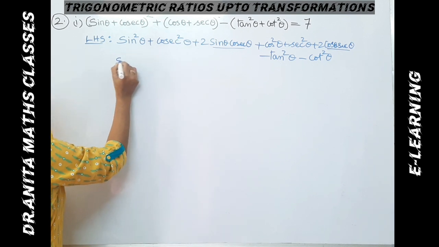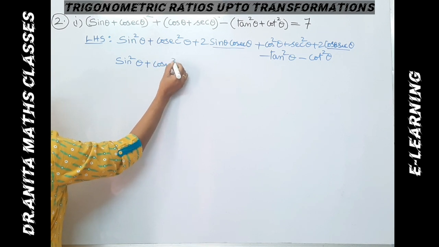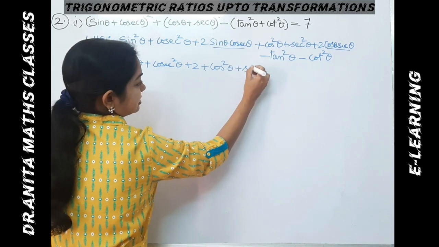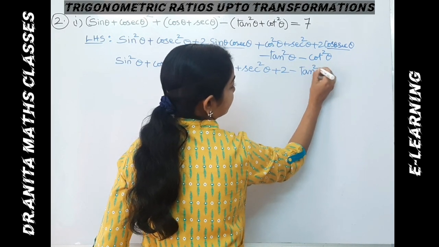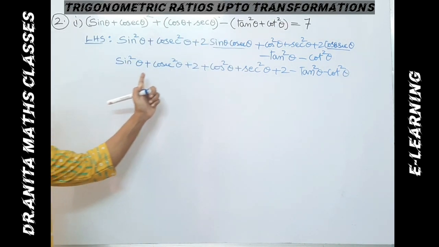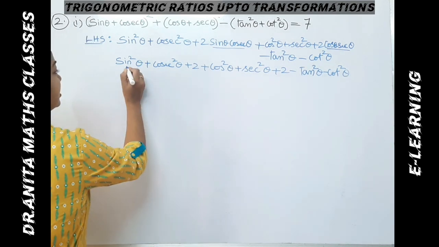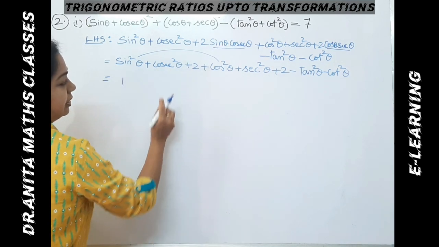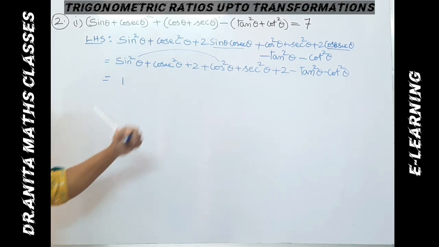So here if you write sine square plus cosecant square plus 2, plus cos square plus secant square plus 2, again minus tan square minus cot square. Now in the second and third trigonometric identities, sine square plus cos square comes to 1. Now 1 plus tan square is secant square, so secant square minus 1 is tan square, isn't it?